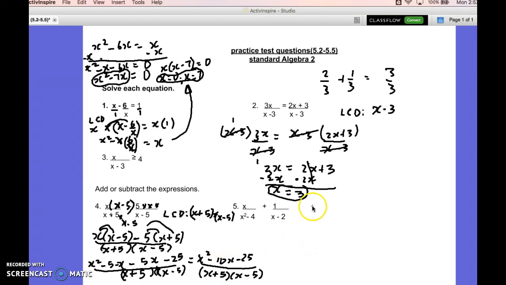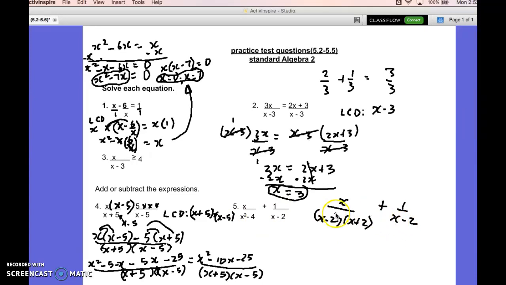Okay? And then take the last one. When we look at these, we see the denominators are not the same. But for the first expression, we can express it like this. x squared minus 4 is x minus 2 times x plus 2. I'm sure you can see that. Plus 1 over x minus 2. So notice we have x minus 2 here, x minus 2 here.